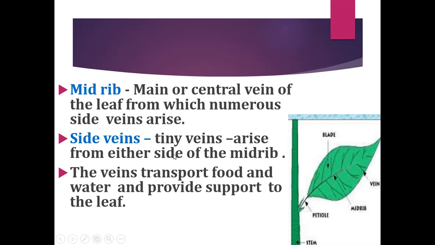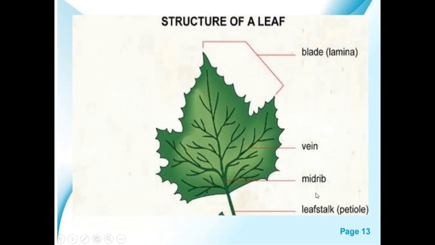Now side veins means they are the tiny veins which arise on both sides of the midrib. So what is the function of these veins? These veins will transport food and water and provide support to the leaf. Understood children? Now here you can see the structure of a leaf.